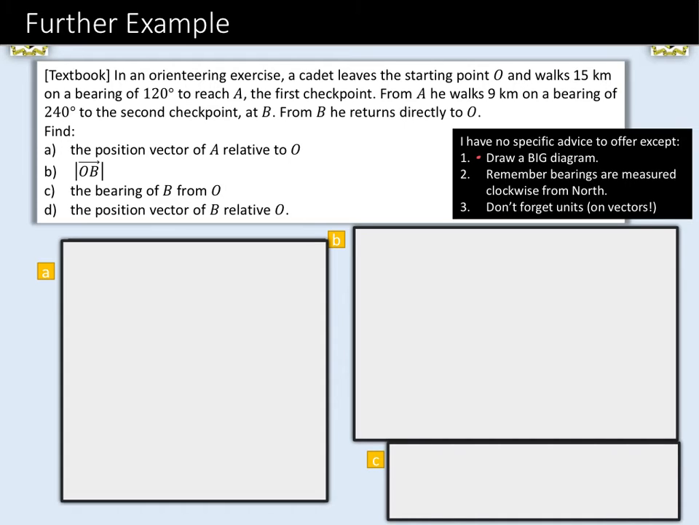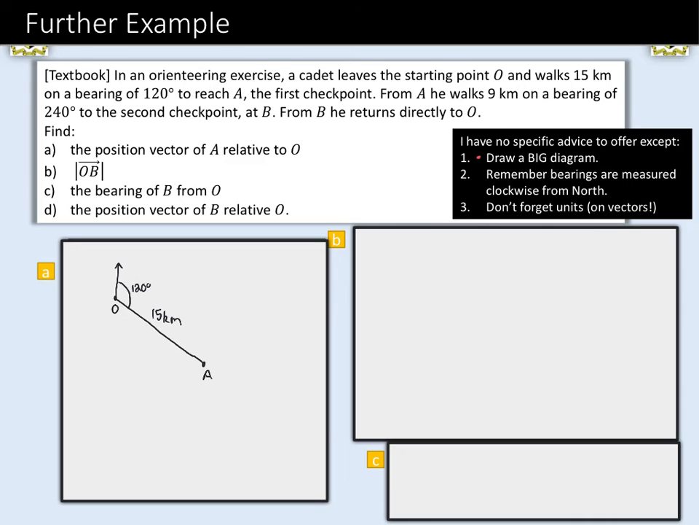Okay, so first of all, a cadet leaves the starting point O. So I just need to write down my starting point here is going to be O. And then he leaves on a bearing of 120 degrees to reach A. So 120 degrees is going to be somewhere just like that. Okay, I'm not going to draw it accurately, but that's going to be A there. And it tells me that he walked 15 kilometers and that was a bearing of 120 degrees.